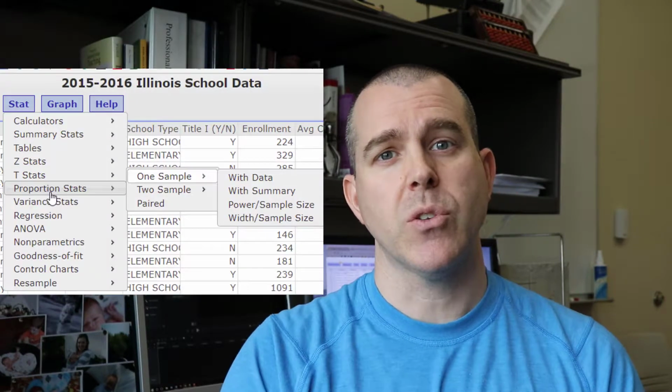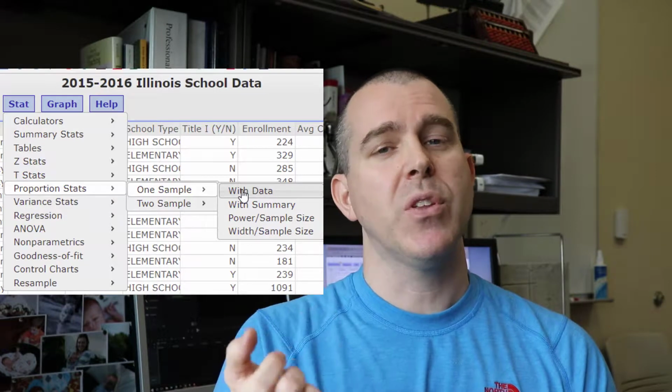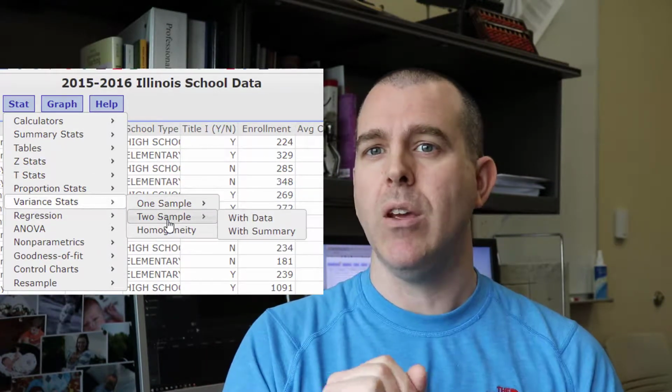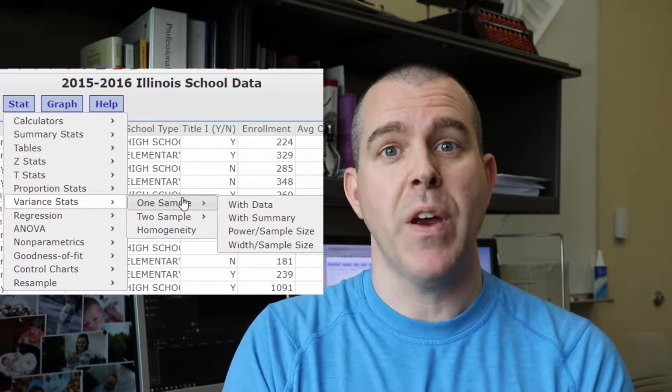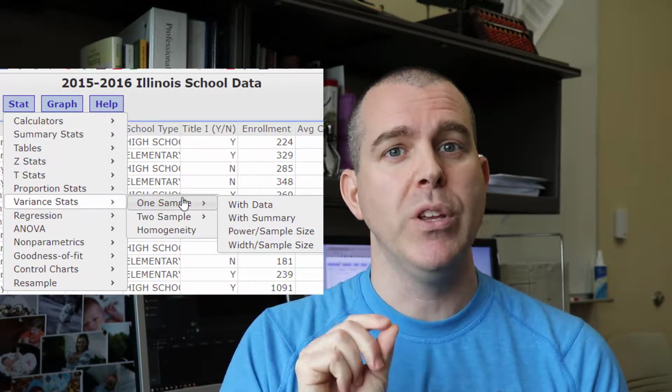The T Stat is most common. And then for proportion, there's Proportion Stats. And then for the standard deviation, this one doesn't have its own menu, but it does. It's just called Variance Stats. And you have to be careful when you do those confidence intervals with the Variance Stats. It's going to return a confidence interval for the variance, which is the standard deviation squared. So don't forget that detail. If you're looking for a confidence interval for the standard deviation, you have to take the square root of the variance.